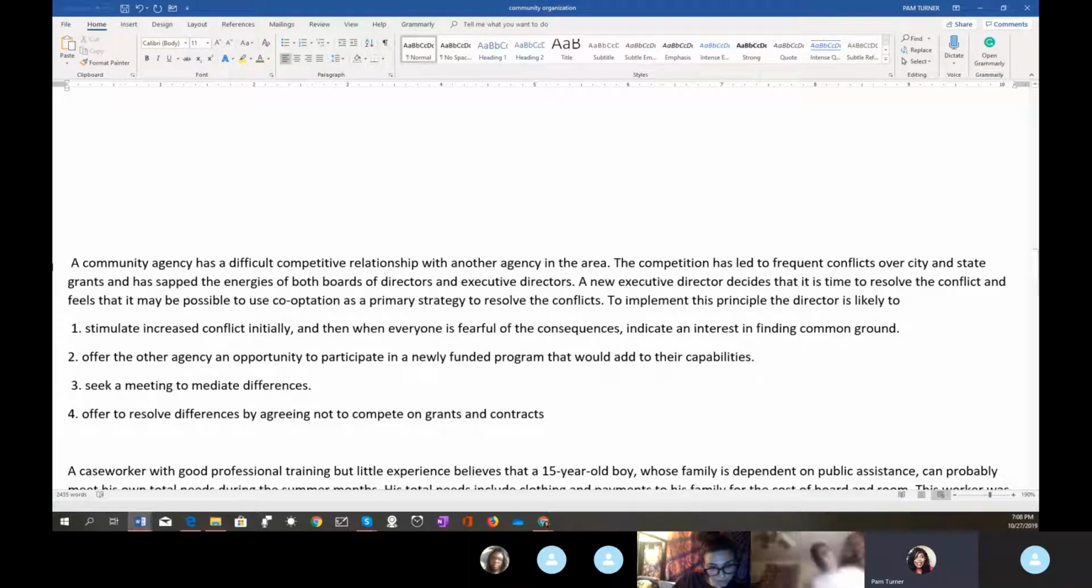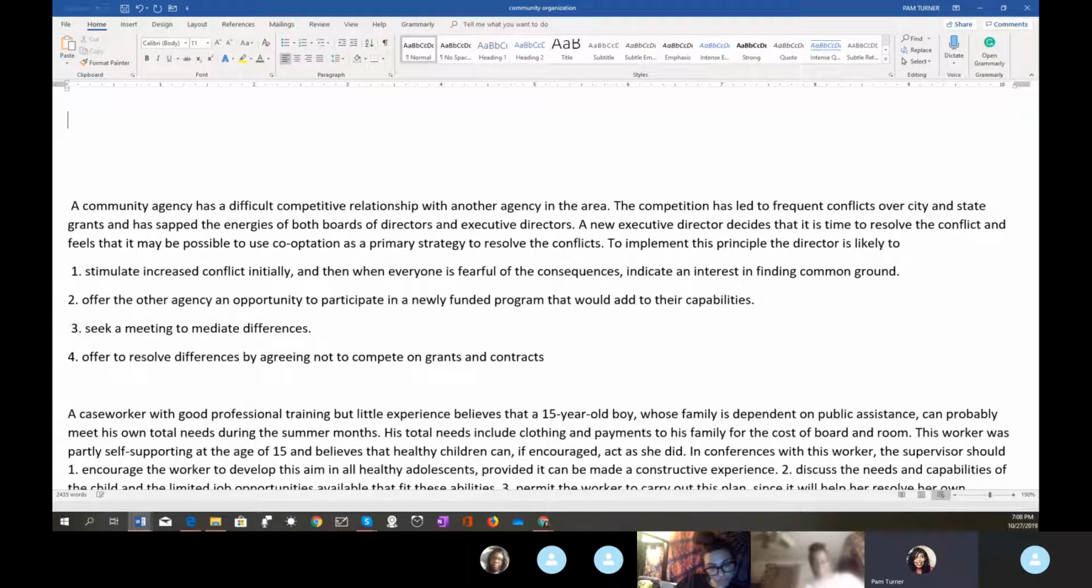A, stimulate increased conflict initially, and then when everyone is fearful of the consequences, indicate a direct interest. B, offer the agency an opportunity to participate in a newly funded program. C, seek a meeting to mediate differences. D, offer to resolve differences by agreeing not to compete on grants and contracts. Cooptation. What does that mean, and what's the best answer there?